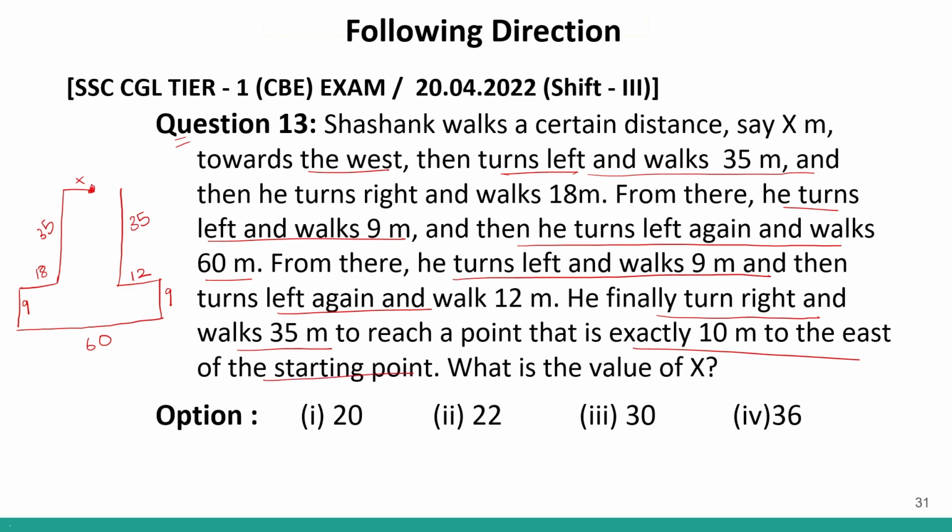So let's say this was the starting point, and from here, the distance is 10 meters east of the starting point. We have to find the value of x. So let us solve. The value of this line will be 60 minus 18 minus 12, which is 30. If this is 30 and this is 10, x will be 30 minus 10, which is 20. So the answer will be option number 1, 20.